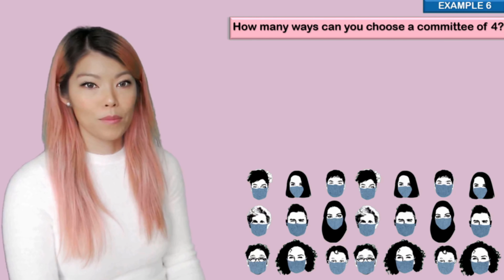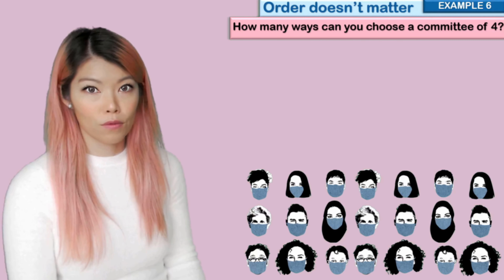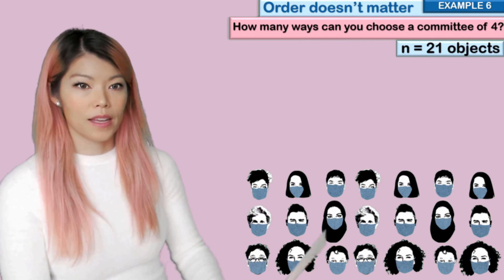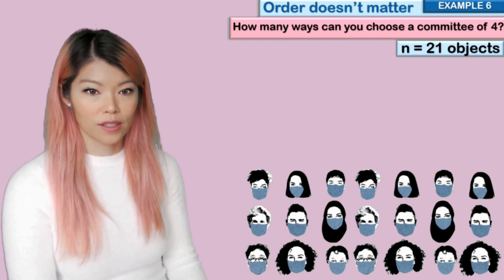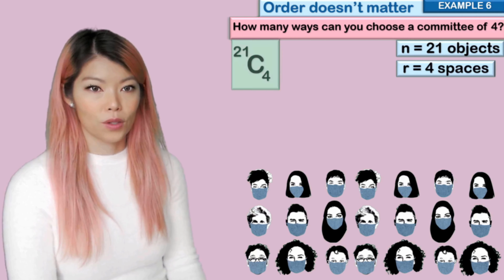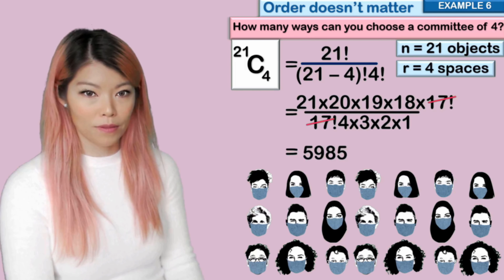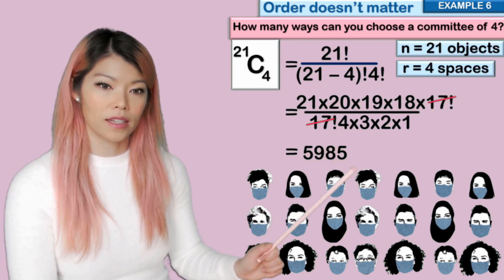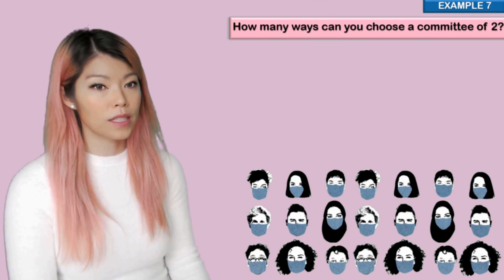Example 6, how many ways can you choose a committee of 4? Again, order doesn't matter if you're picking 4 people out of a group. We can see that there are 21 people. Again, I'm always going to use the word objects just to simplify my calculations. And we have a space of 4. So we have 21C4, and you can use a calculator or you can simplify. And the number of different combinations is 5,985.